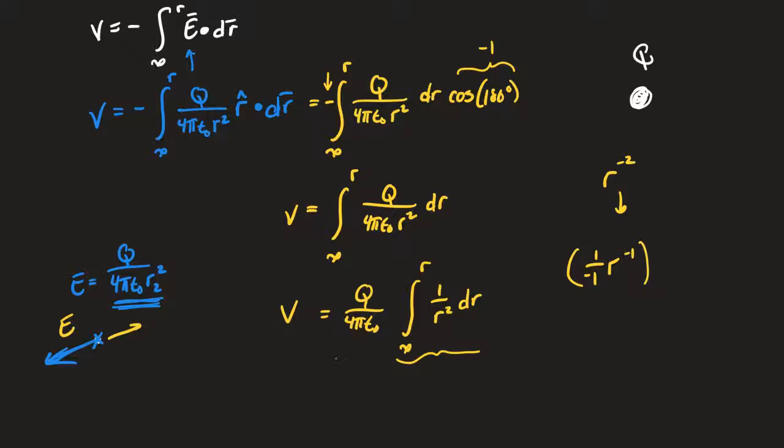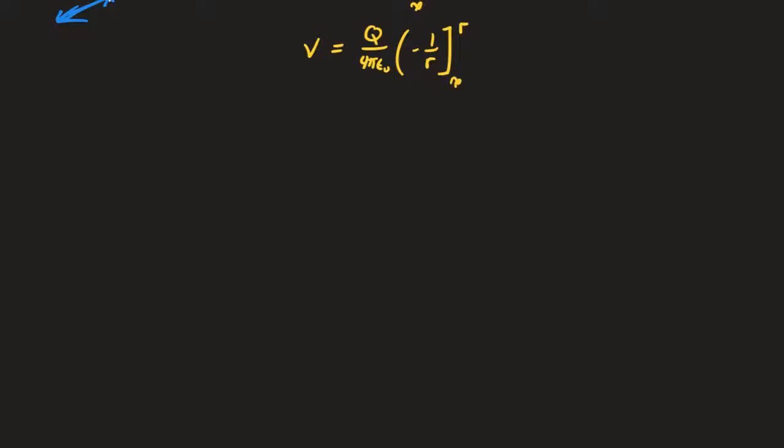All right. So, q over 4 pi epsilon naught times -1 over r evaluated from infinity to r. This will be the electric potential. So V is q over 4 pi epsilon naught, I'll have 1 over r minus 1 over infinity. And there's a negative here. It's out front. I just pulled this negative out.